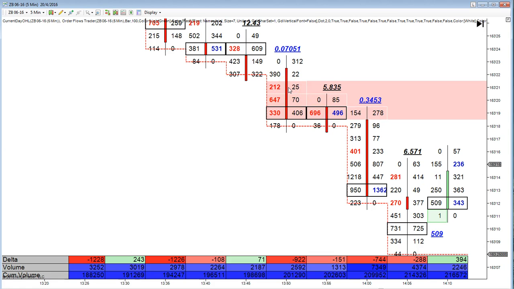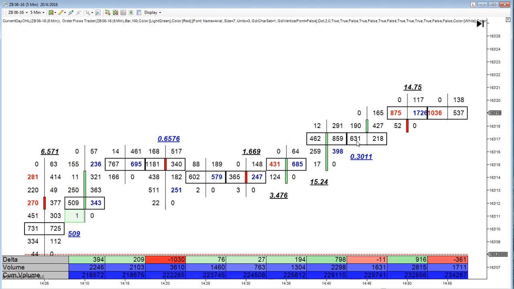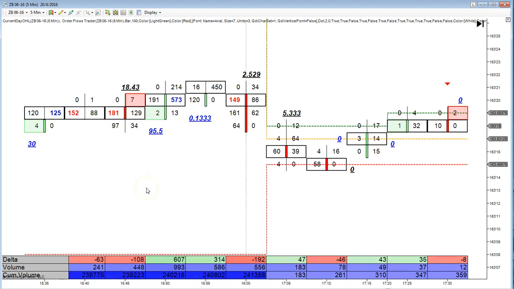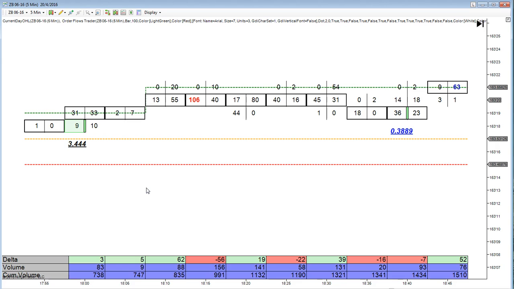I'm more wanting to participate because when you're coming into a low or a high, what you want to see is aggressive buying. You want to see people buying the offer on the way up. You want to see people selling strongly into the bid on the way down. And that's it for that day. Let me see if there's more data here going forward.